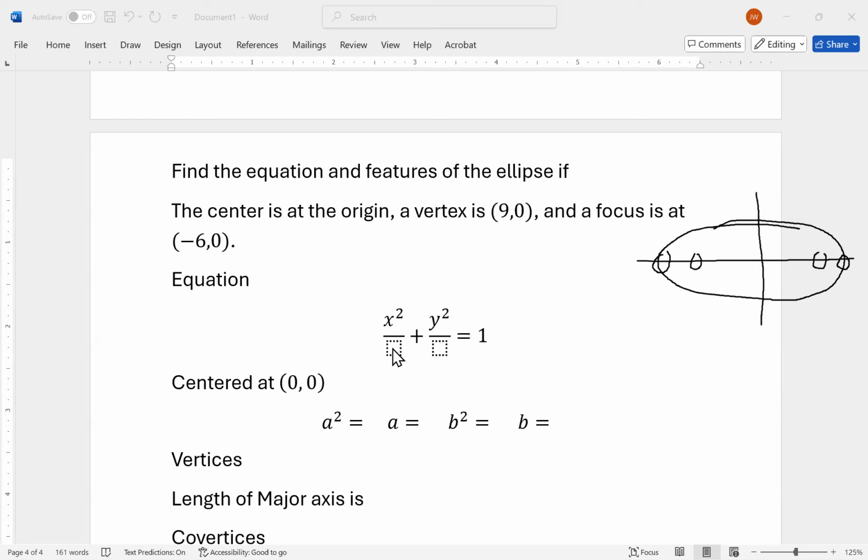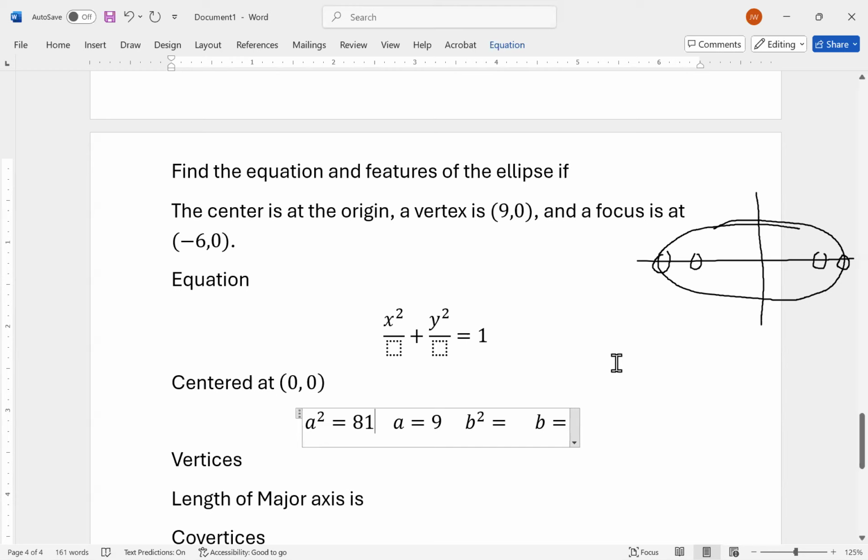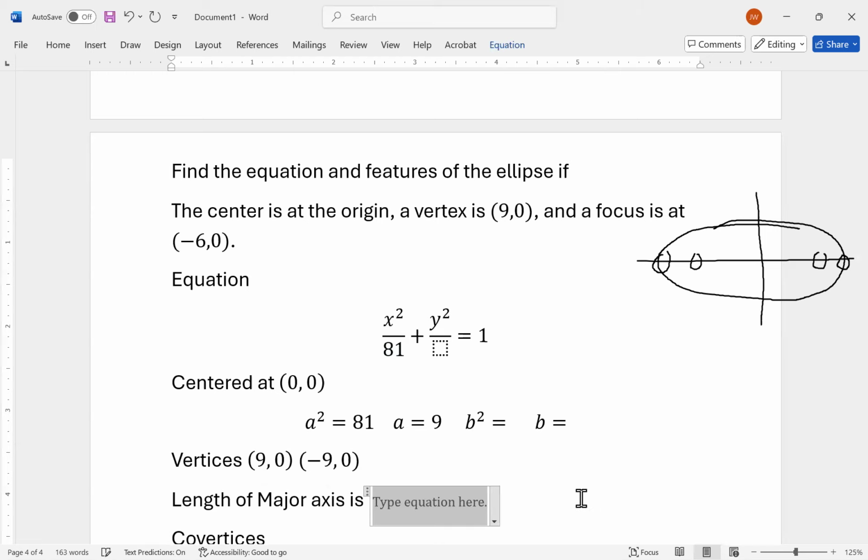So we're stretched out more in the x direction, and we know a vertex is at 9, 0. So we know that the value of a is going to be 9, and therefore a squared is going to be 81. I also know that's going to be underneath the x squared part because it's stretched out more in the x direction. So there's my vertices. Like I said, 9, 0 and -9, 0. Length of the major axis is 18.